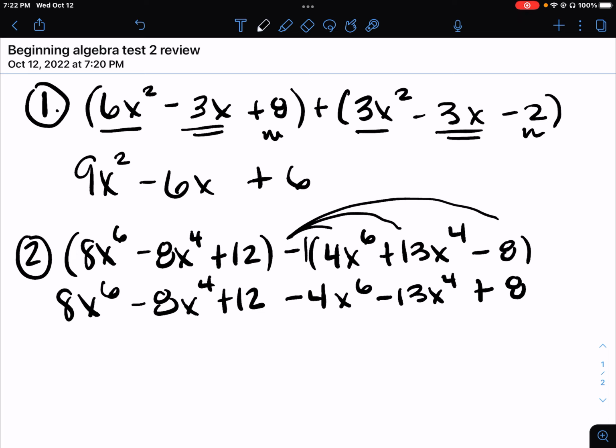We're going to collect our like terms. 8 minus 4 would have 4x6. For the x4s, minus 8 minus 13 is minus 21. And for our numbers, 12 plus 8 is 20.